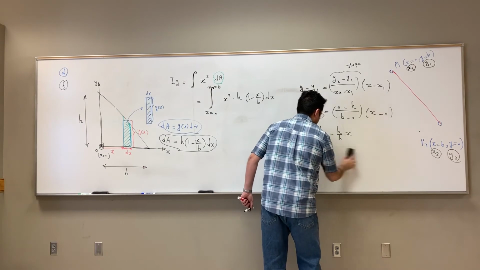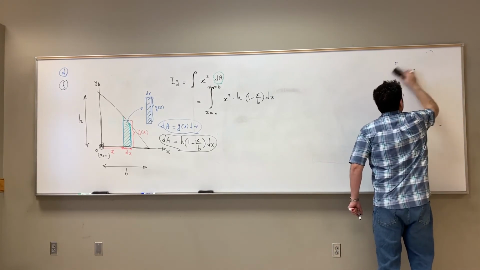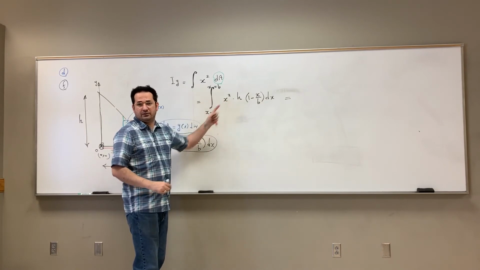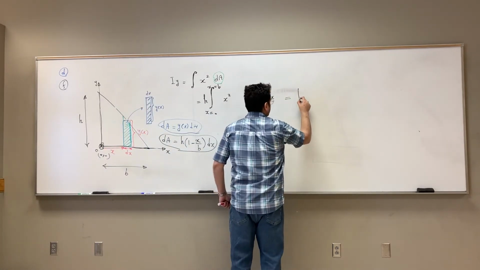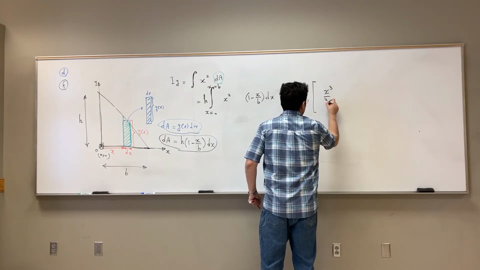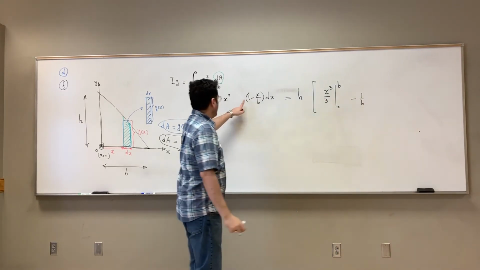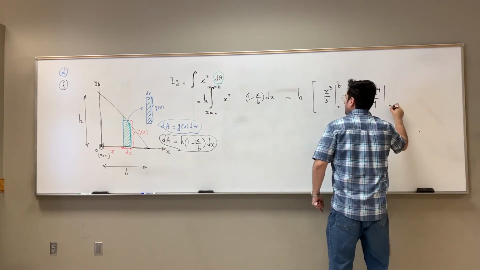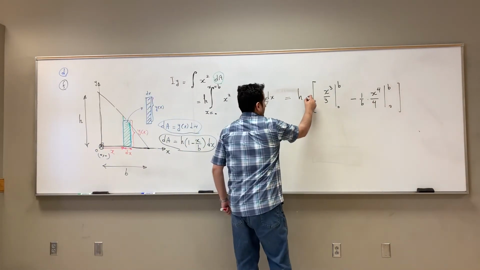I'm going to open up some space here. Then the next thing you can do is take this h out of the integral, since it's constant. You can just put it here, and then you're ready to take the integral. So you have h times x squared, which is x to the third power over 3, from 0 to b, minus 1 over b times x to the fourth over 4 from 0 to b. The total thing is multiplied by h.